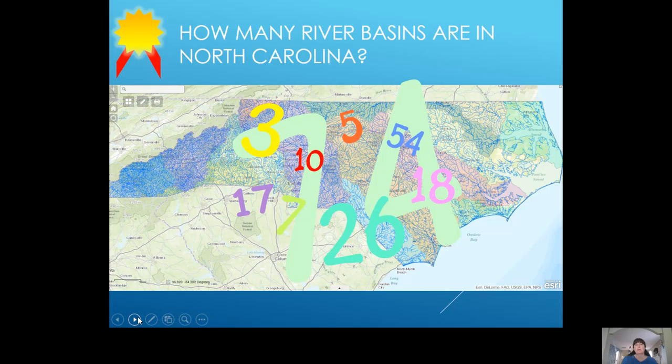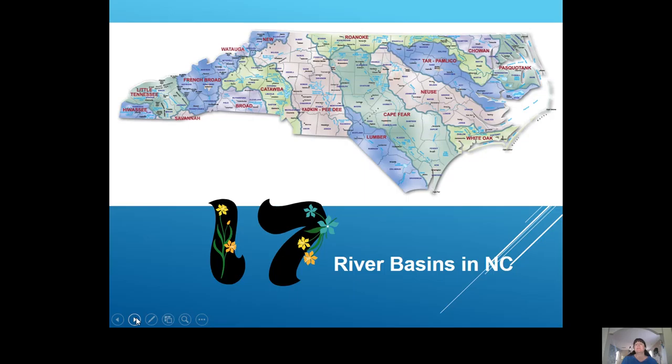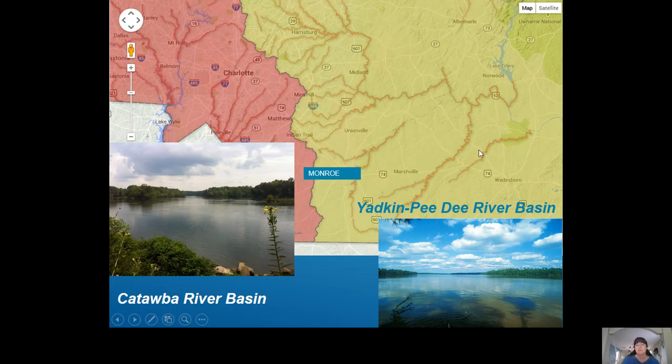So again, those are smaller areas, but the river basins that are in North Carolina, they're a lot larger. And there are 17 river basins in North Carolina. And if you know, we are right about here in Union County. And our river basins, we're actually lucky, we kind of have two. We have the Yadkin Pedee River Basin and the Catawba River Basin. So depending on what line you live by or on, if you live in Indian Trail, you might be in the Yadkin Pedee. If you live in Matthews, you might be in the Catawba. Specifically, Cata is in the Yadkin Pedee River Basin. So if you live next door to Cata, this is our river basin, the Yadkin Pedee.